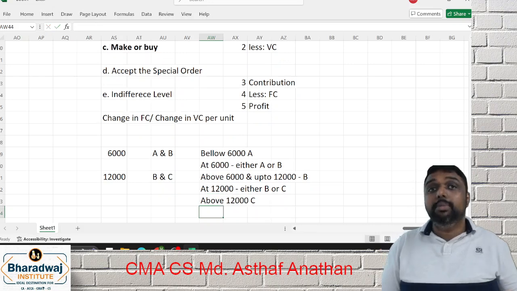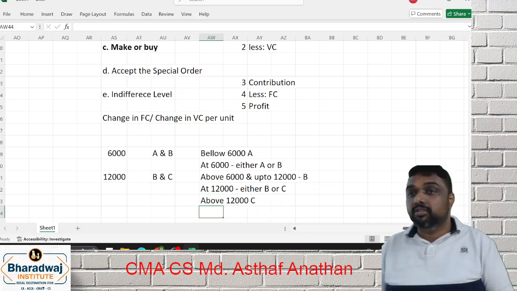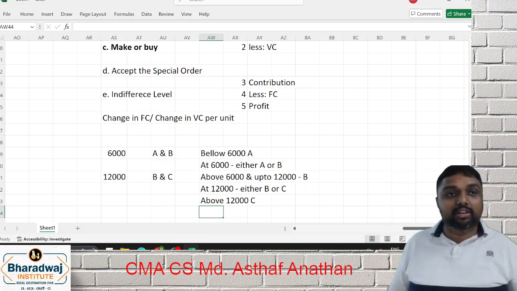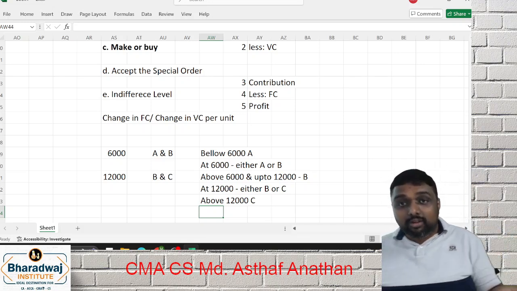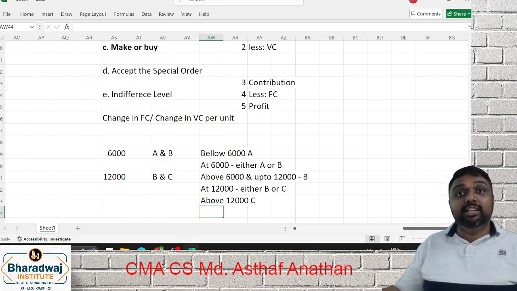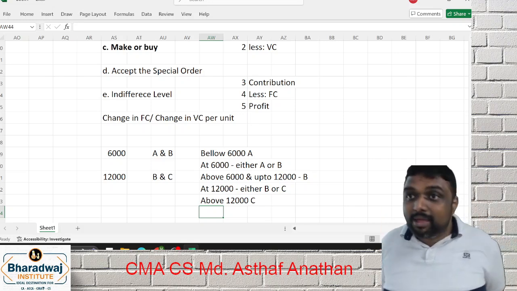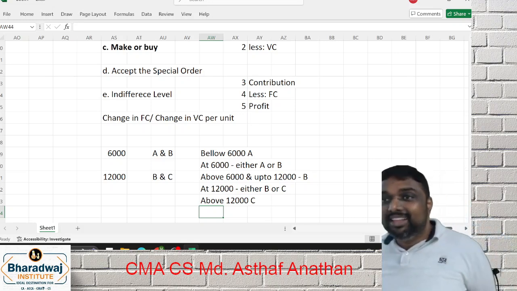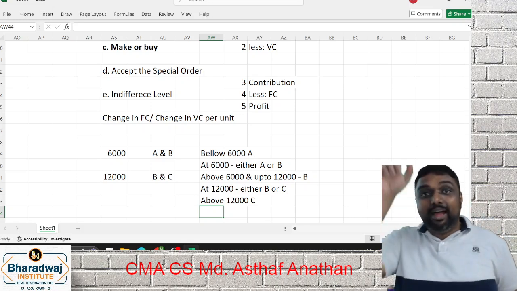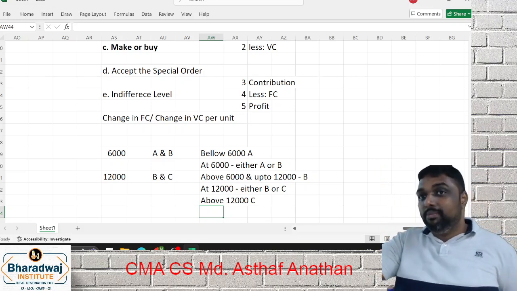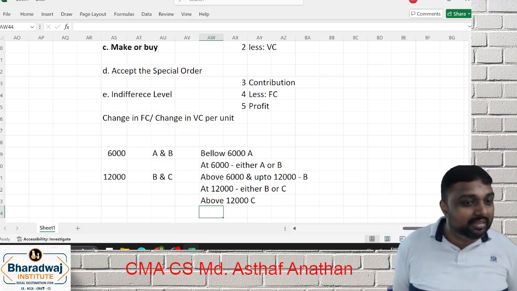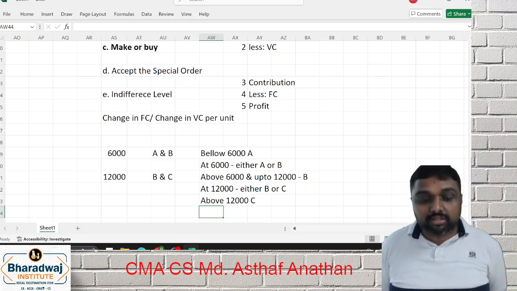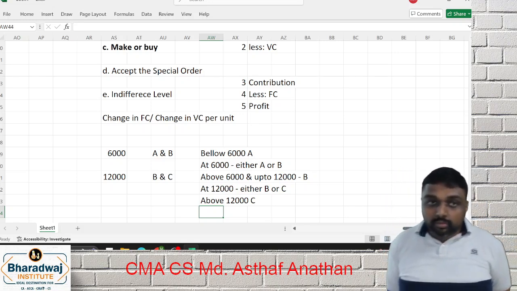Above 12,000, it is C. The A, B, C ordering you have to take on the basis of fixed cost and variable cost only. In this example, I assumed A has the lowest fixed cost, then B, then C. In your exam question paper, it may not come as A, B, C. A may have a higher fixed cost, so you should not take simply in order A, B, C. You have to take the two items, locations or machines where the fixed cost is low. Are you clear, friends?